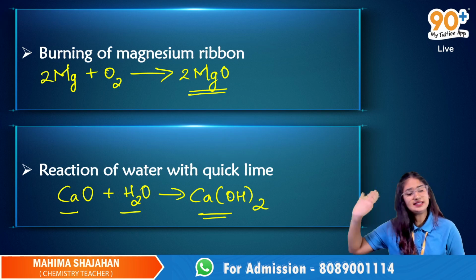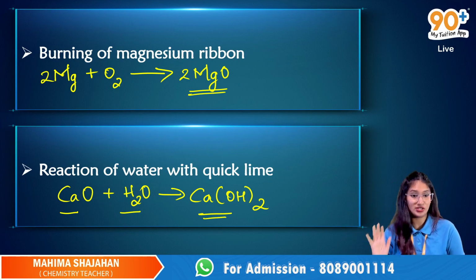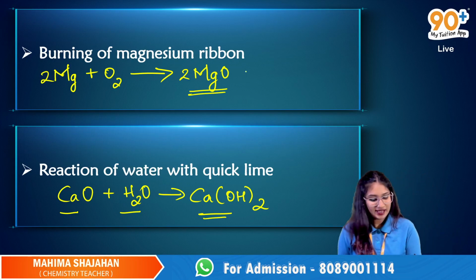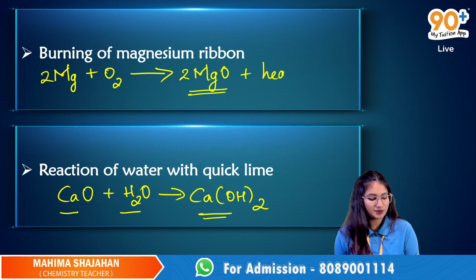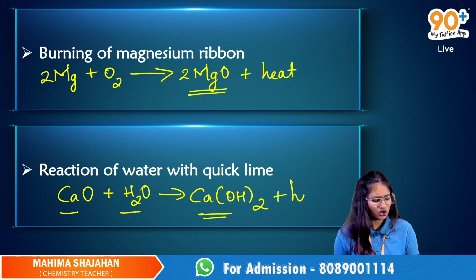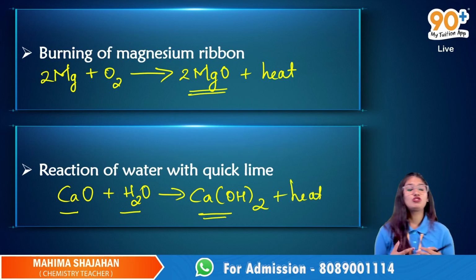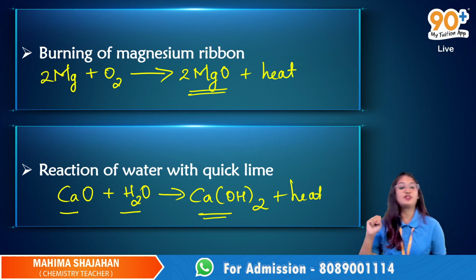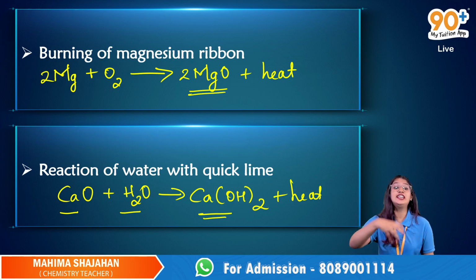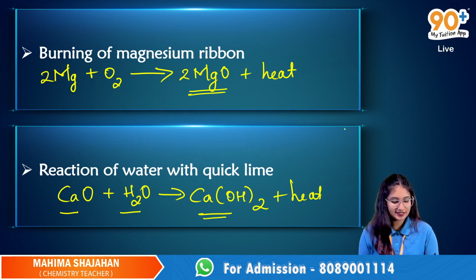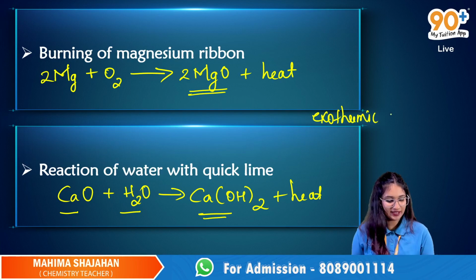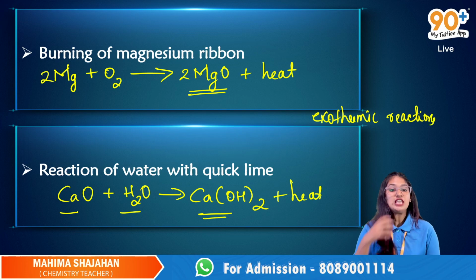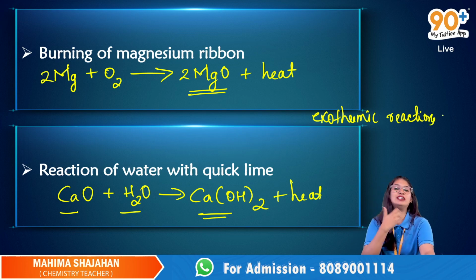Now in these two equations, observe one thing: that here heat is produced. Along with the product we also get a lot of heat evolved. This type of reaction in which heat is released is known as an exothermic reaction. In an exothermic reaction, heat energy is released.